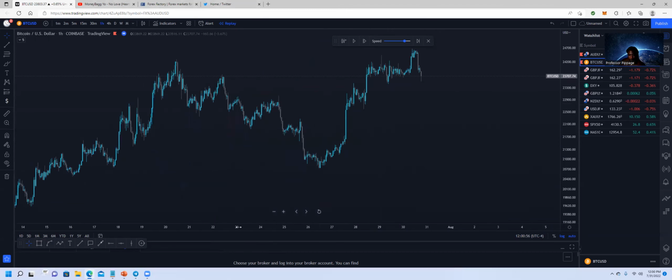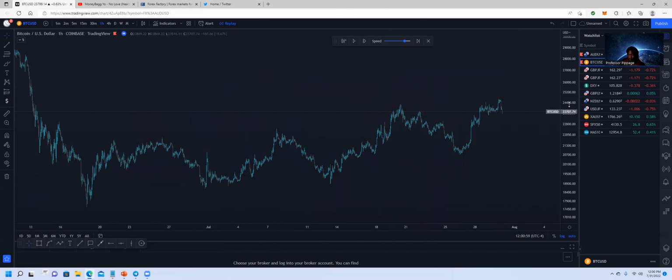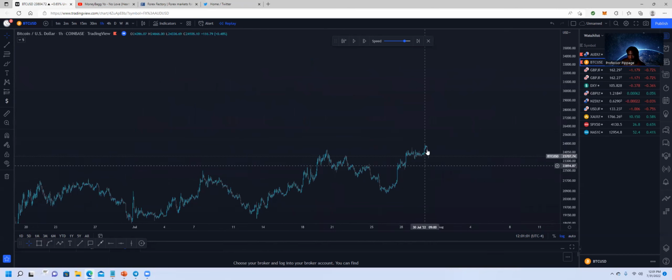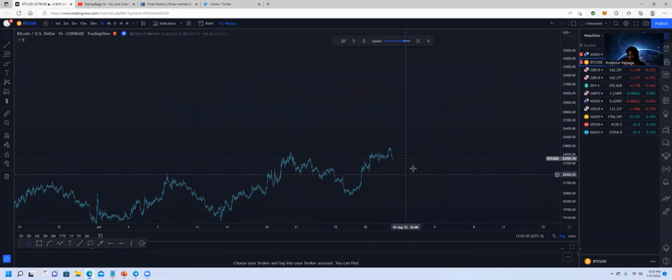And as you move into current times, you say, okay, well, price action is still bullish. It's starting to shift bearish on the 1 hour. Potentially the next resistance is right down here if we break this one right here.